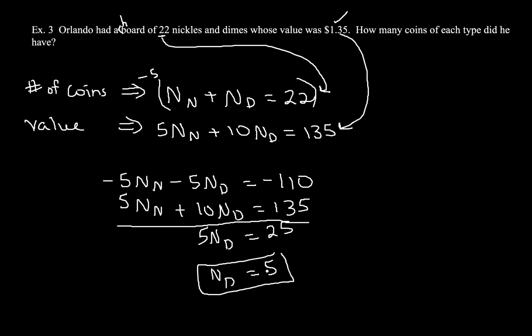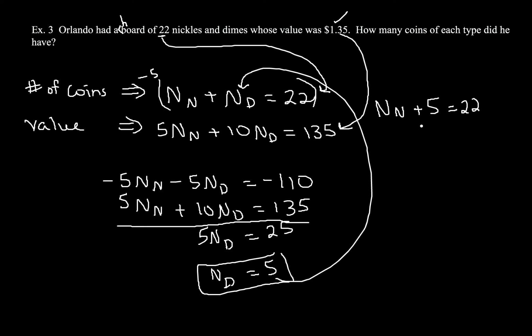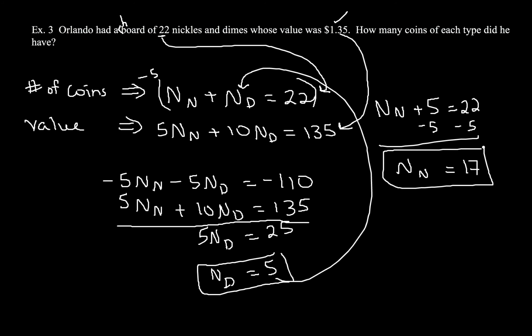And we don't want to forget to go back and get the nickels, so we put this in up here. Whoops, I got arrows going everywhere. So the number of nickels plus 5 equals 22. Subtract 5 from both sides, and you get the number of nickels equals 17. So that works. If we add the coins together, we have 5 dimes and 17 nickels. That gives us our 22. And if we took 5 times the nickels plus 10 times the dimes, we should get $1.35. So that is it for coin problems.